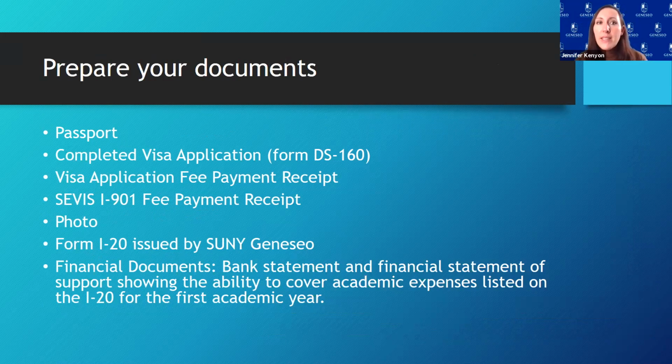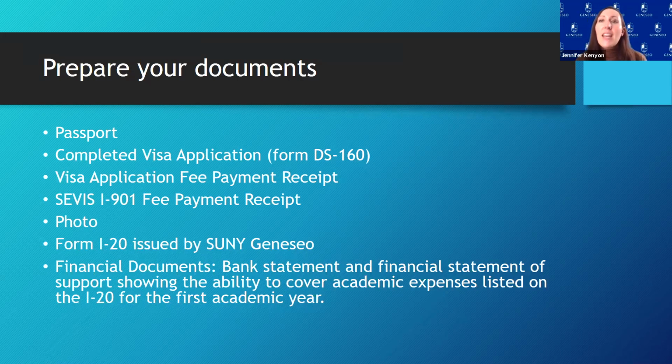So once you've made your visa appointment, the next step is to prepare your documents. You're going to need your passport, obviously, because they'll have to put your visa stamp in it. You need to have your completed visa application, DS-160, and I would recommend printing that out along with the receipt. You will also need your SEVIS I-901 fee payment receipt. Bring your passport photos with you, and be sure to bring your original signed I-20 issued by SUNY Geneseo, or whatever college you've been admitted to.